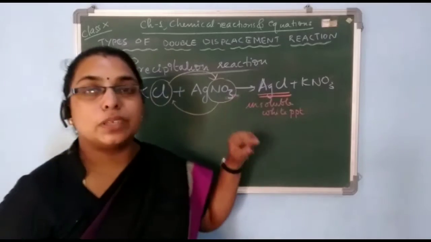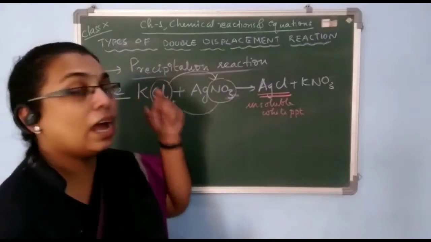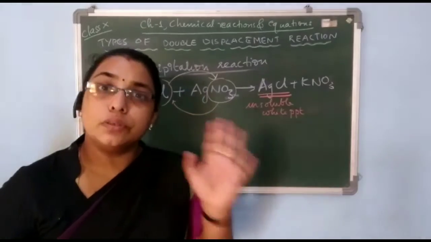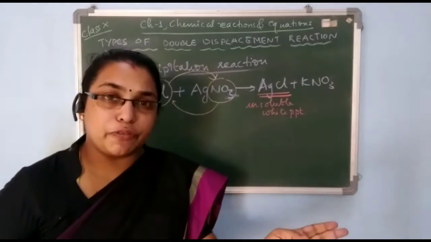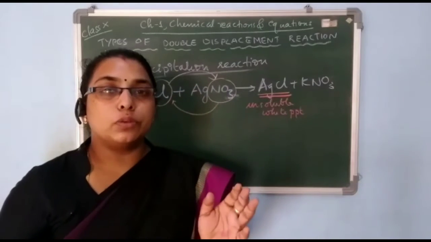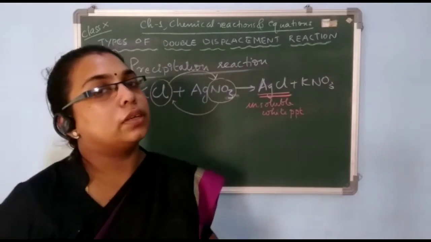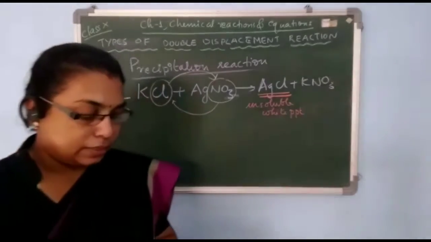Since one of the products is precipitating out or separates out from the solution, we call this reaction a precipitation reaction. This is also a double displacement. After exchange of ion, one of the products is separating out from the solution and forming a precipitate. So we call this reaction a precipitation reaction.